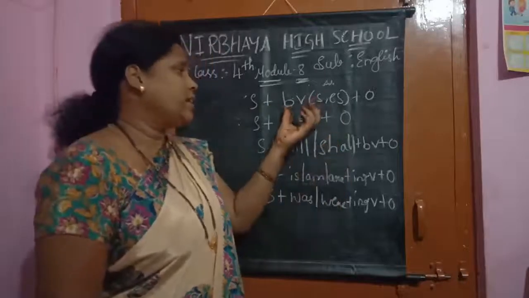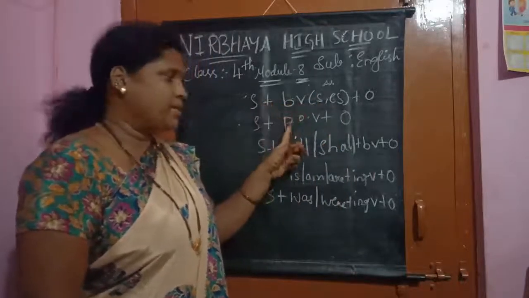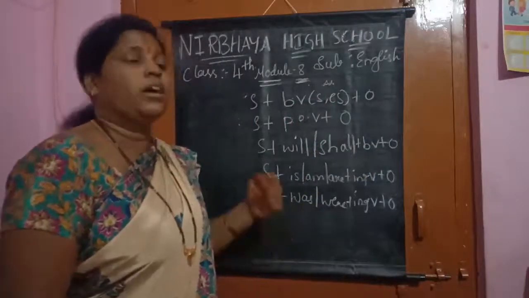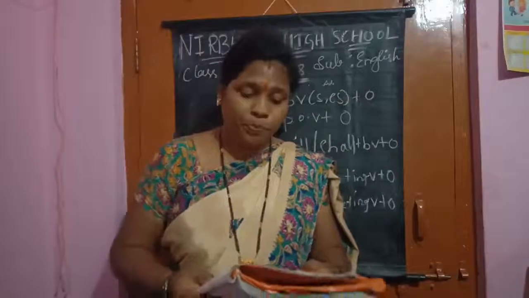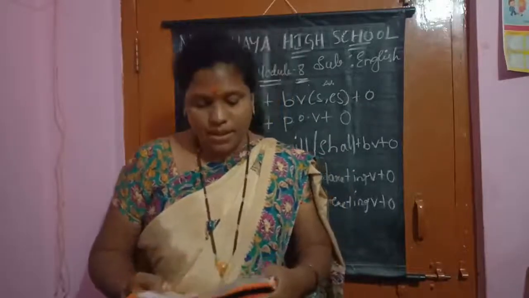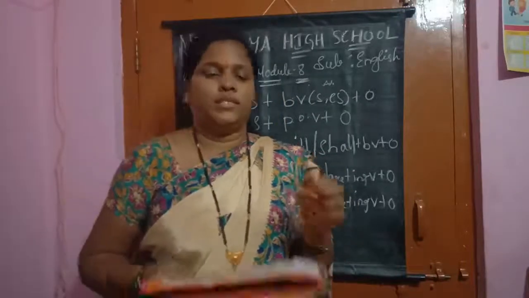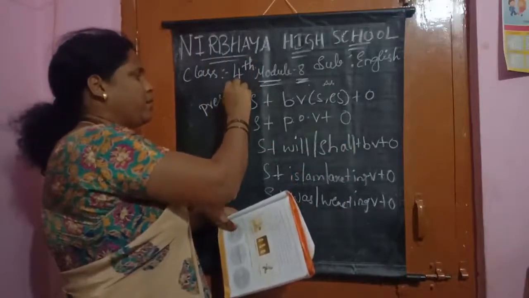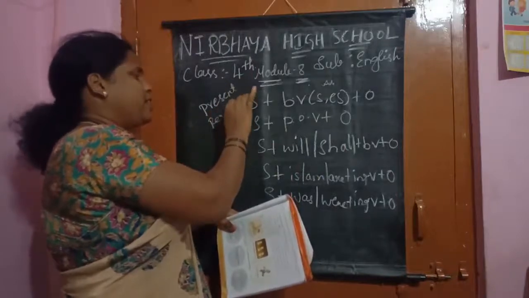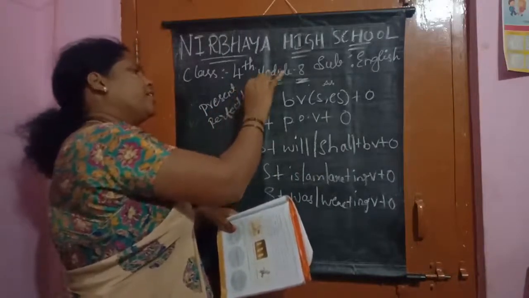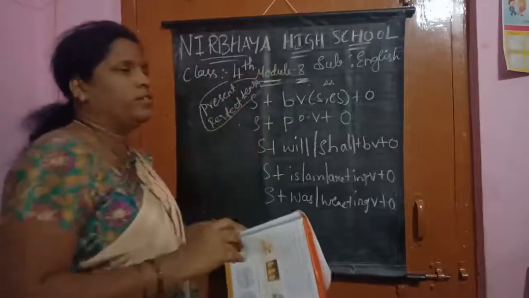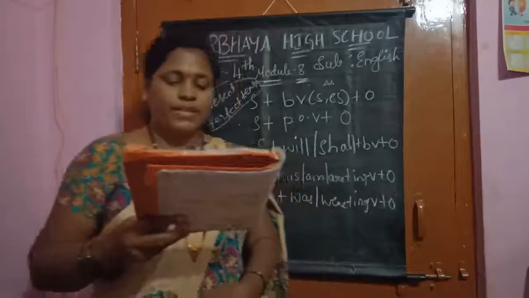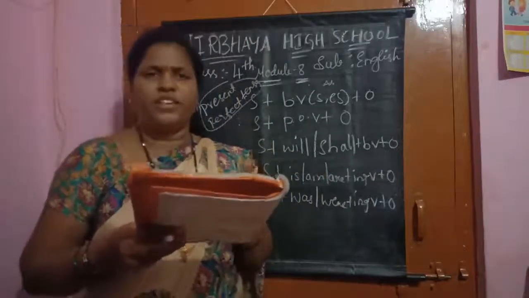What we have done yesterday: simple present tense, simple past tense, simple future tense, present continuous and past continuous. And today's topic is, yes, children, present perfect tense. Present perfect tense means what? Here, ma'am, in the present, what is perfect? See here, first listen. This sentence describes the action that has just finished in the present.